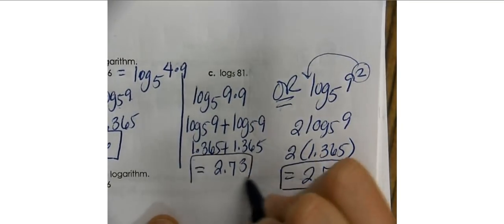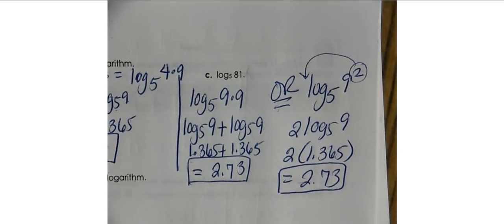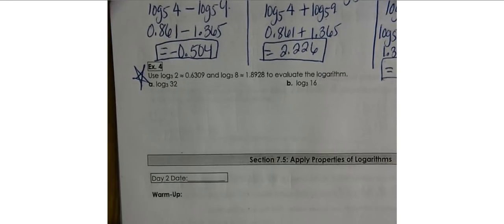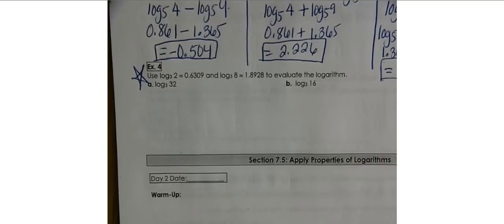The point of me showing you both approaches is for you to see that maybe you see something different than somebody else. You can still get the right answer using your own approach. I want you to go ahead and try example number 4 on your own and try to come up with clever ways to expand. We have log base 3 of 32, and we have log base 3 of 16. Go ahead and try those problems on your own, and then we'll see how well you did.